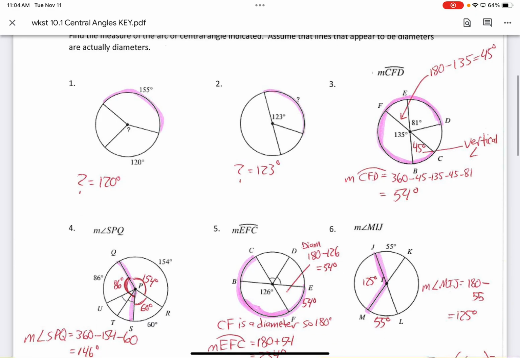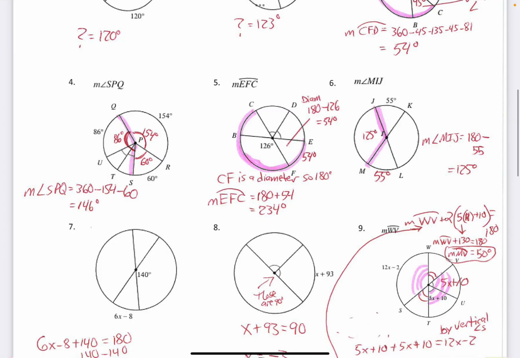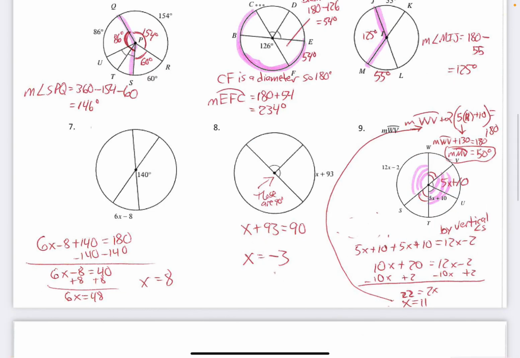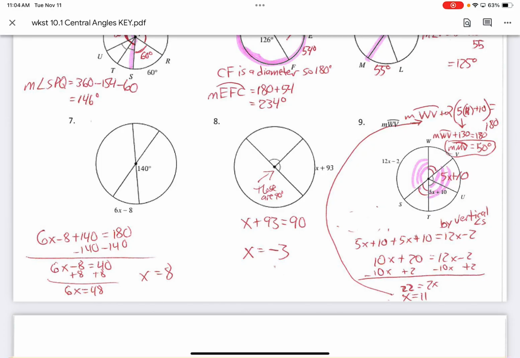So number 1 is 122, 123. And of course, these are degrees. I'm just not going to say it every time. Measure of arc CFD is 54 degrees. Number 4, 146. Number 5, 234. Number 6, 125. Number 7, x is 8. Number 8, x is negative 3. Number 9 is 50 degrees. And x on that one, x is 11.